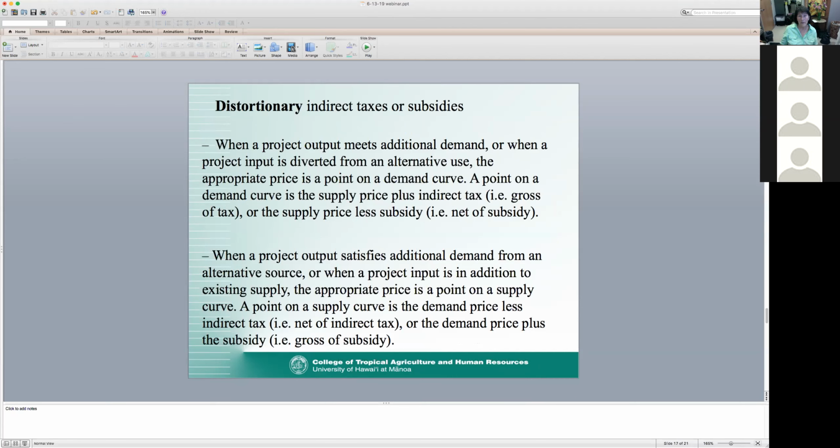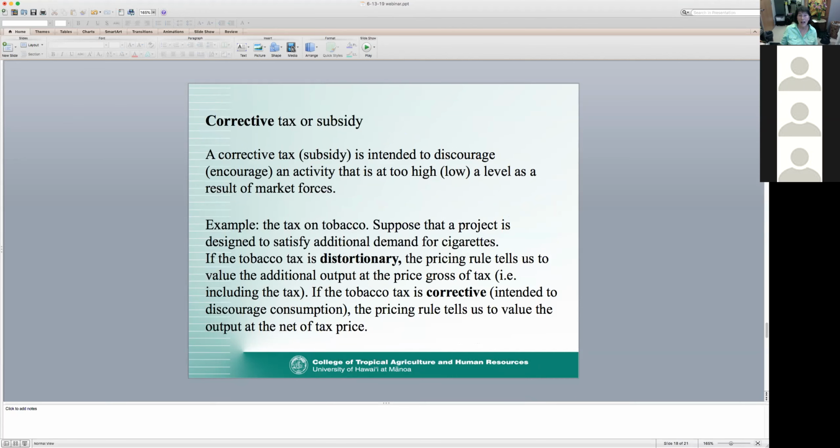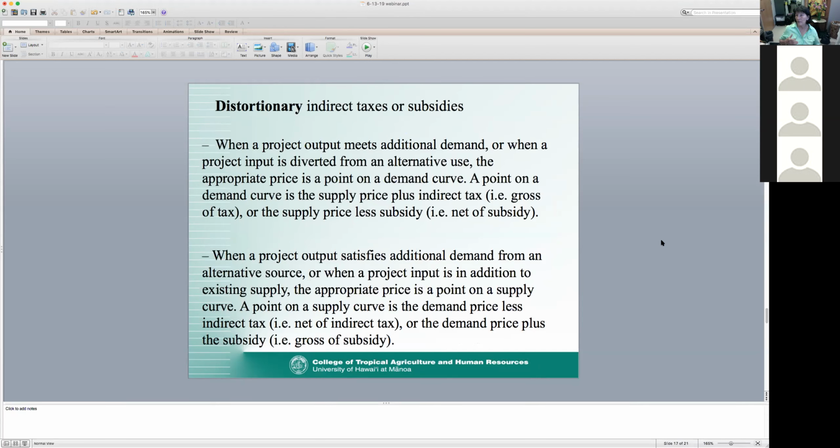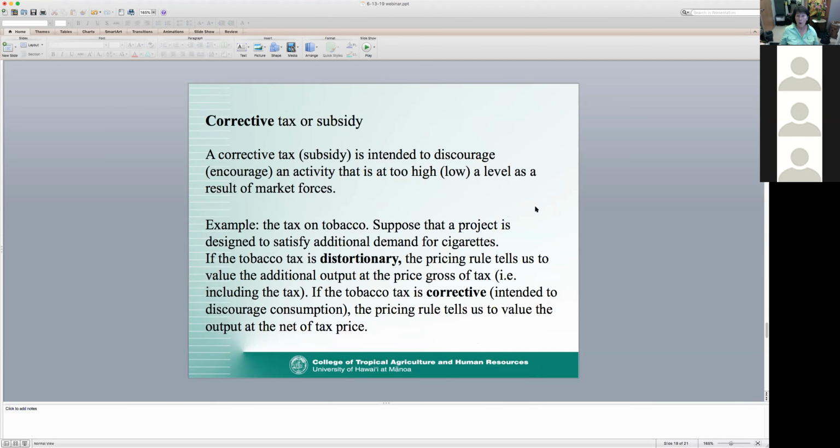Okay, so this is again distortionary, and these are corrective. So if it's distortionary, that means it's moving us further away from equilibrium. We're doing some action, whether it's a tax or a subsidy, that's moving us away from equilibrium, like minimum wage or price controls of some sort on rental housing or gas prices. We see this.